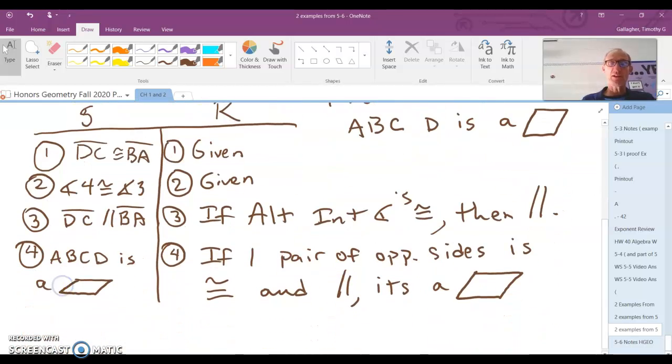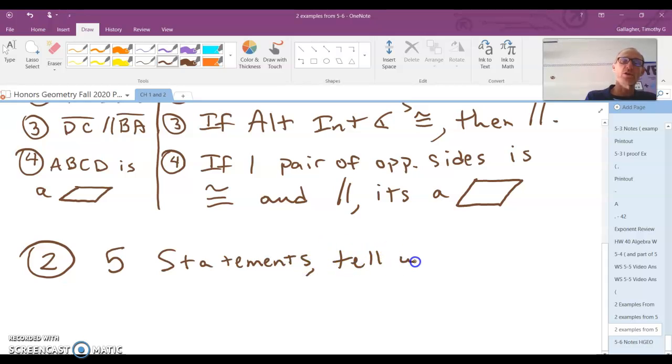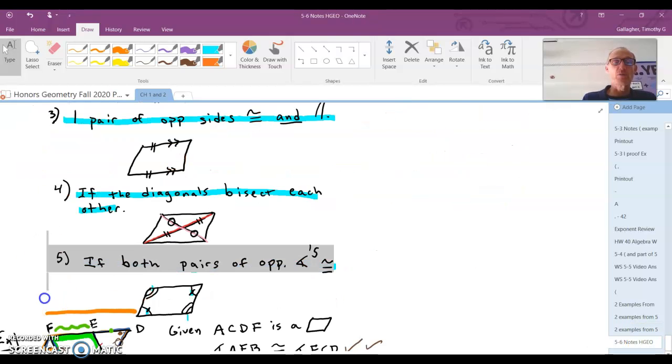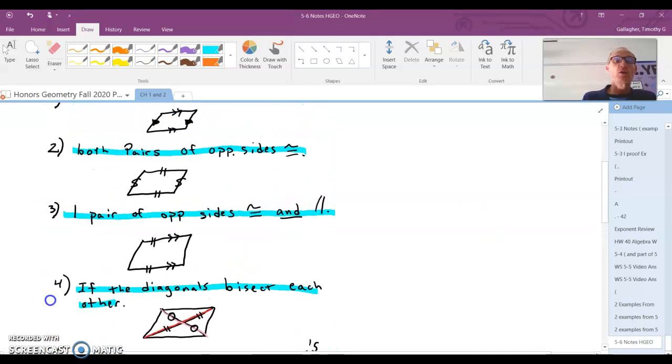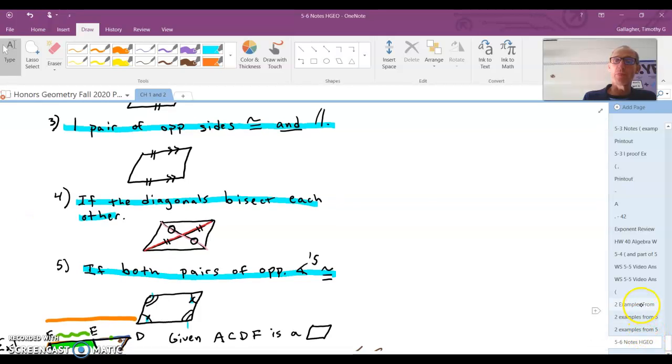Okay, that's the first example. The second example in 5-6: I'm going to give you 5 statements. Tell which one is not true. What you have to remember from 5-6 is the 5 ways in which we show that a quadrilateral is a parallelogram, so keep that in mind for this example.